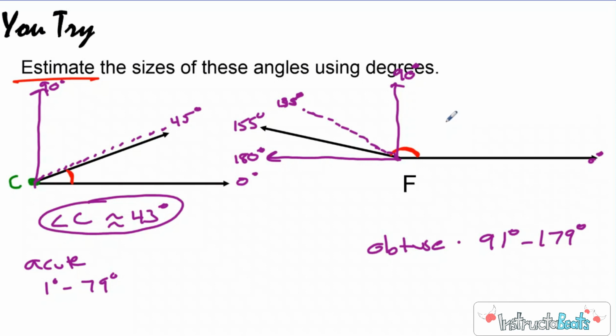Again, this is just estimating based on our benchmark fractions. So hopefully you got that one right. We're going to use this skill in our next lesson when we learn how to use a protractor, so we can estimate to make sure our exact answer is correct. But hopefully this makes sense to you. Again, estimating angles by using our benchmark fractions.